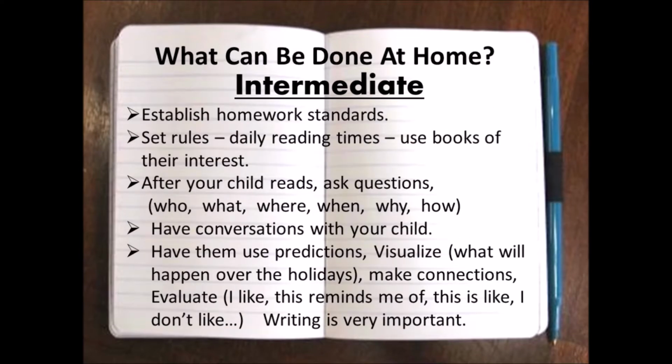For the intermediate, establish homework standards, set rules, quiet place, reading times, journal. After the child reads a book, or even they want to just talk about what happens during the day, have them answer who, what, where, when, why, how questions. Conversation is the key. In that conversation, have them use predictions, visualize, make connections, evaluate. I like this because it reminds me of. I don't like this. After they do that, have them write it down.